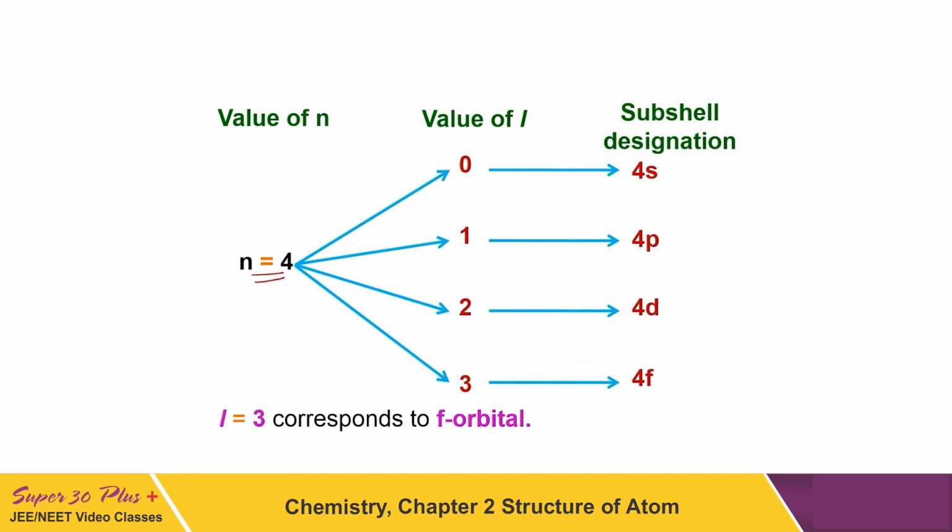Now, principal quantum number 4 means fourth shell. For the fourth shell, students, the value of l is 0, 1, 2 and 3. The value 0 means 4s, 1 means 4p, 2 means 4d and 3 means 4f. Alright, so in the fourth shell, there are 4 subshells possible: s, p, d, f.